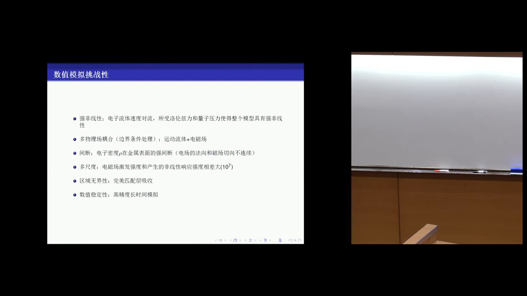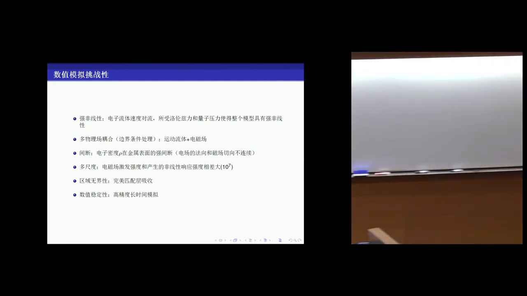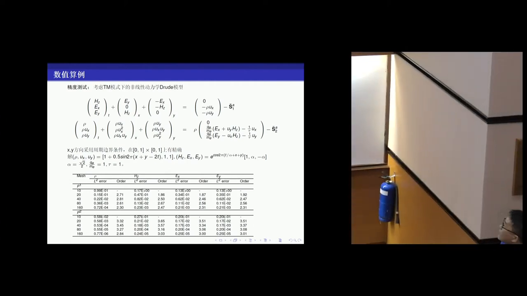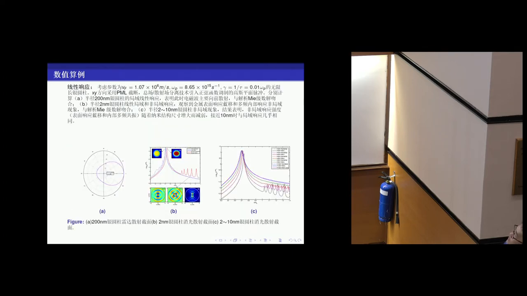There are some challenges in simulating this kind of model, as I mentioned: multiphysics, discontinuity at the interface between the electron and the vacuum, multi-scale behavior, the exterior unbounded domain, and stability. But anyway, we designed the numerical schemes, and I skip talking about them. The first example is for accuracy. We can see that for P1 and P2, we get the optimal order of accuracy for this kind of problem.